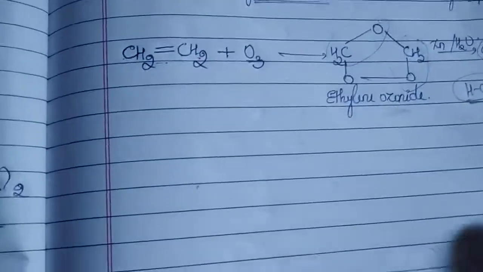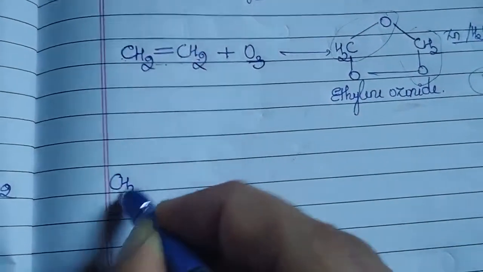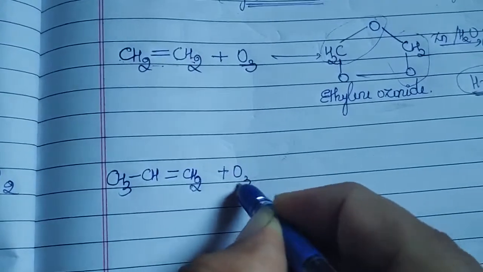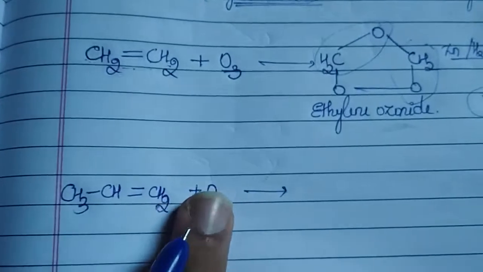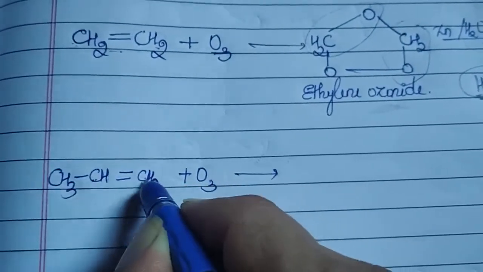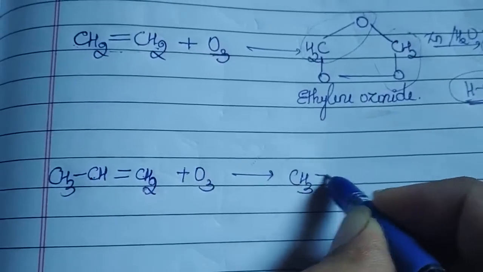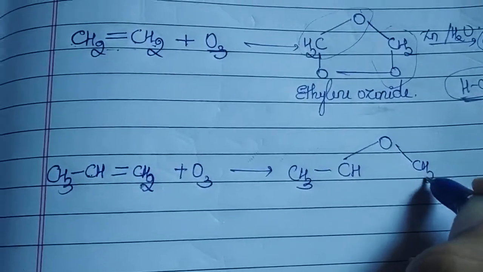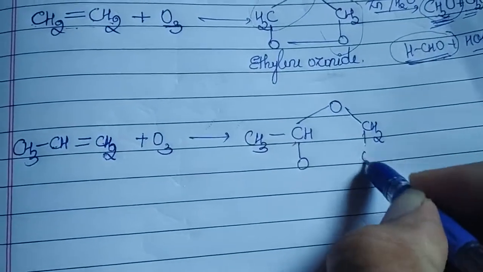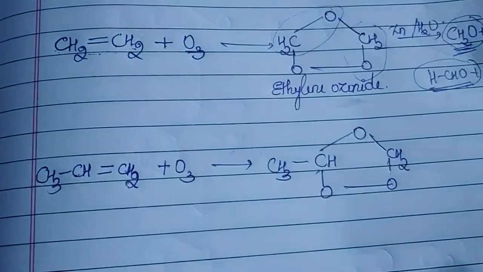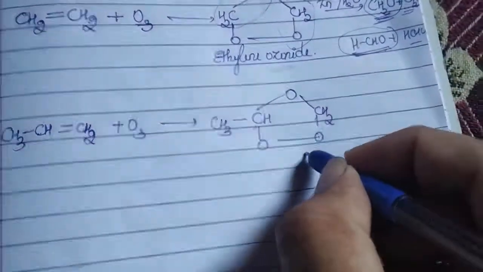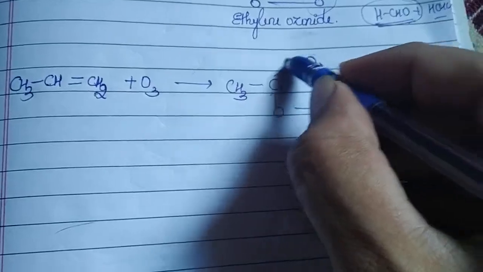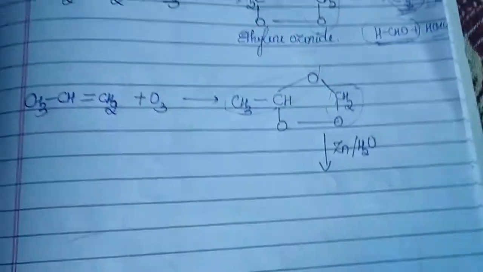Let us take some unsymmetrical alkenes. For example, let me take CH3CH double bond CH2 plus O3. Now, where will the ozone attack first? Very good, only to these carbons. So now it will come CH3, CH, see the structure, O, CH2, here comes O, here comes O. That forms propylene ozonide, which upon treatment with zinc in the presence of water, what will happen? This part would be coming, this part would be coming. That's it, nothing much more.